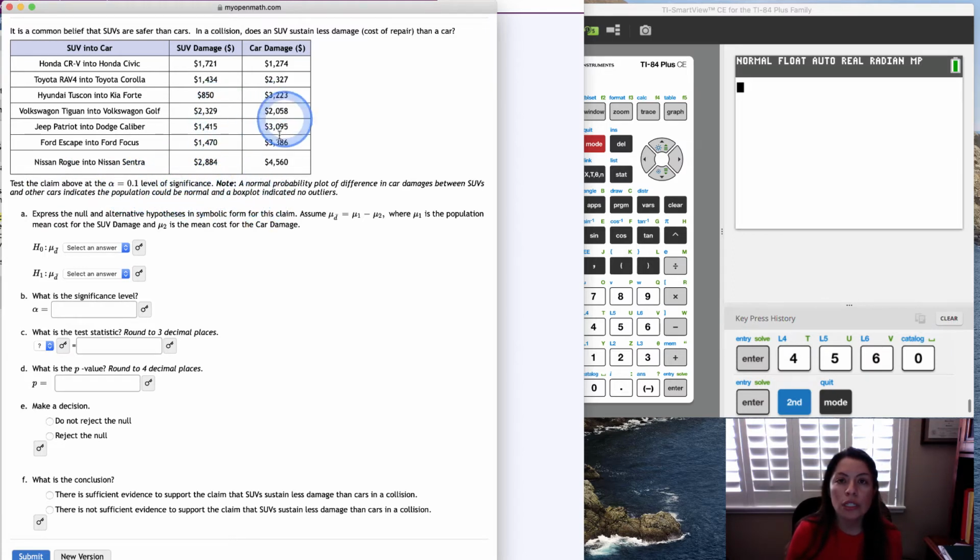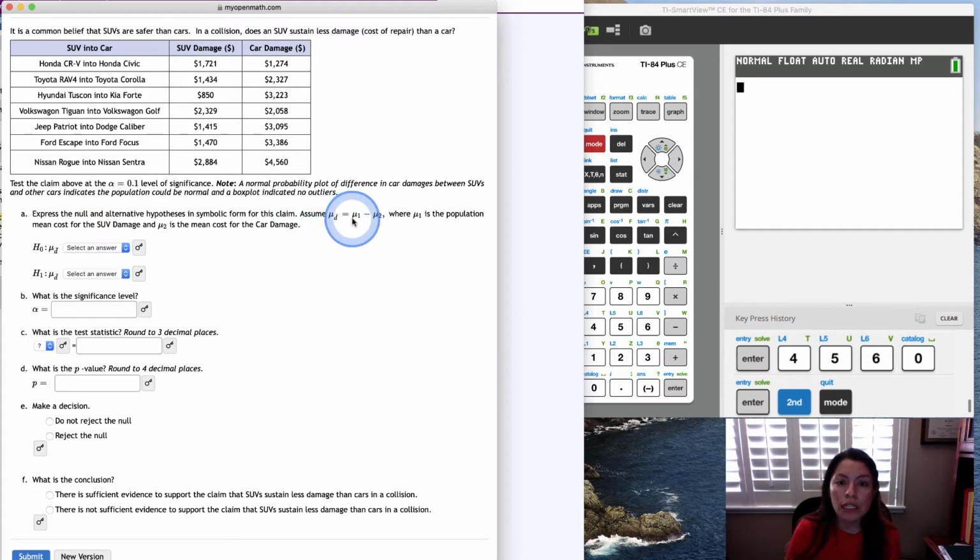Because it's a two sample problem and the sample sizes are less than 30, we have to conduct normal probability plots and a box plot to make sure that there are no outliers. Note that in the problem itself, it indicated that a normal probability plot showed the population is normal and the box plot showed no outliers. They gave us that preliminary information, so we're allowed to go right into the test. Let's go ahead and express the null and alternative.